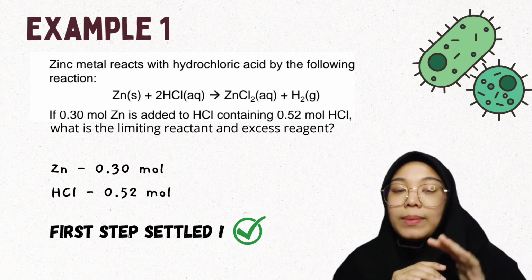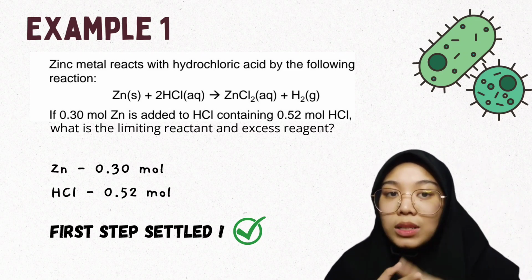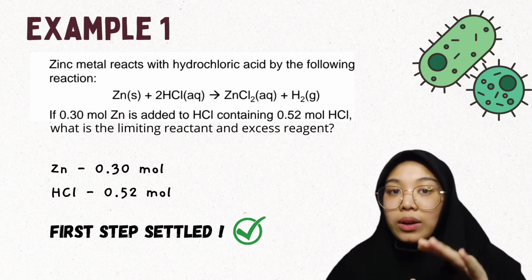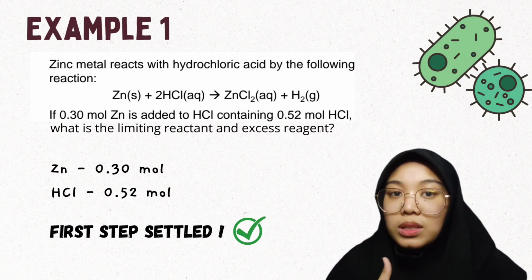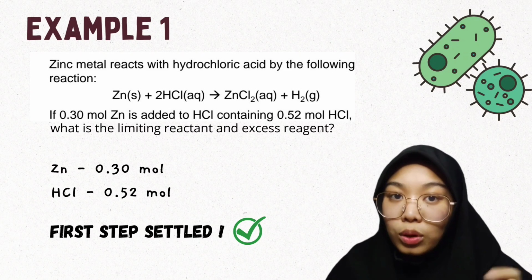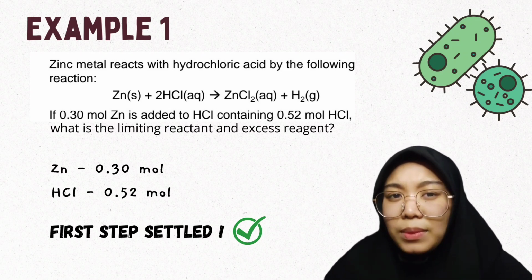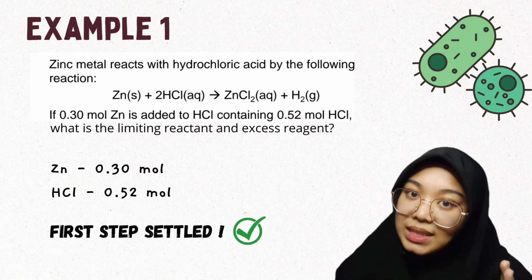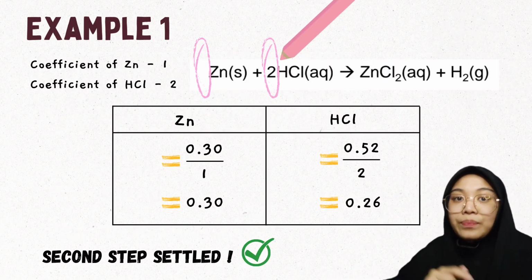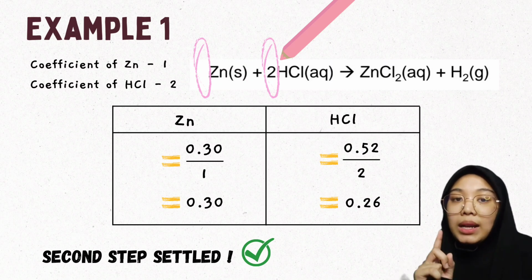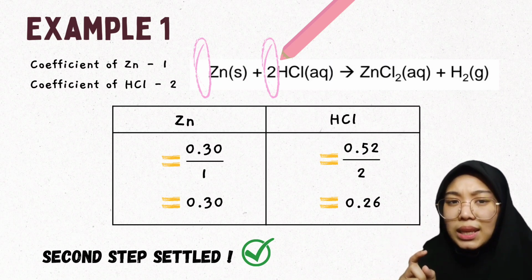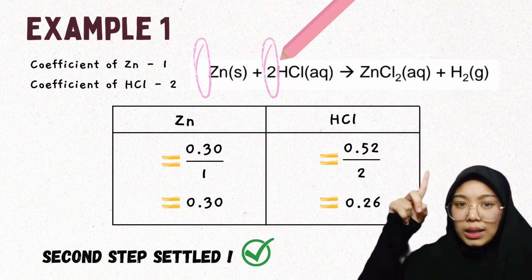Yes, we refer back to the 3 steps earlier. The first one is to find the mole of each reactant. In this case, we already have the mole of zinc, 0.30 mole, and the mole of hydrochloric acid, which is 0.52 mole. So we can skip the first step and move on to the second step. Second step, we need to divide each mole by their coefficient respectively. The coefficient of the reactants can be identified by seeing the number in front of each reactant, as you can see in the pink circle.